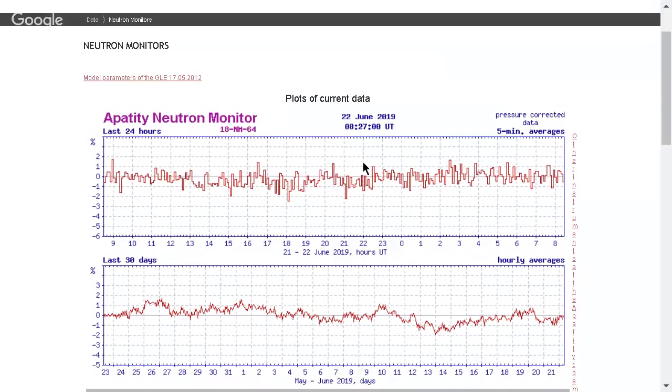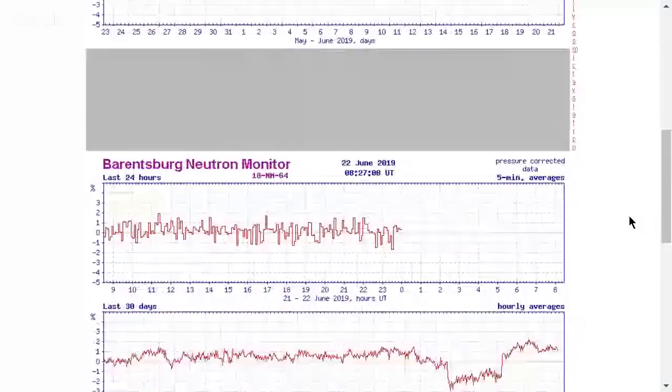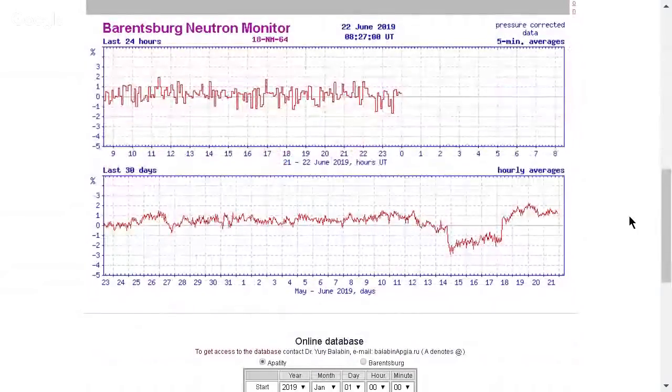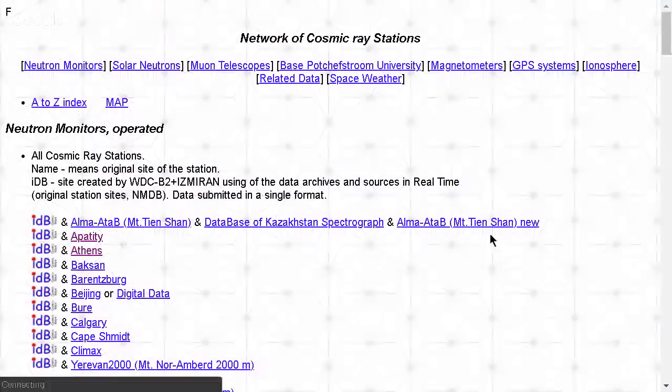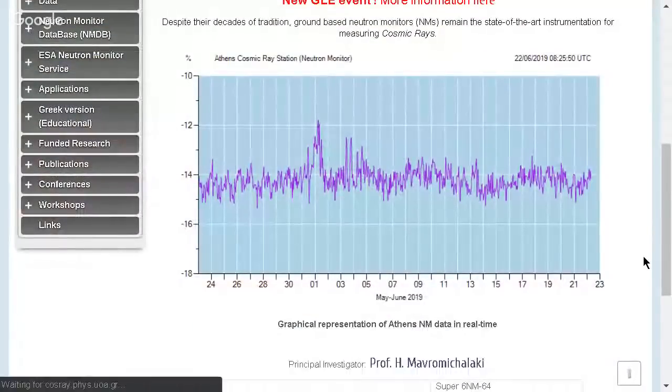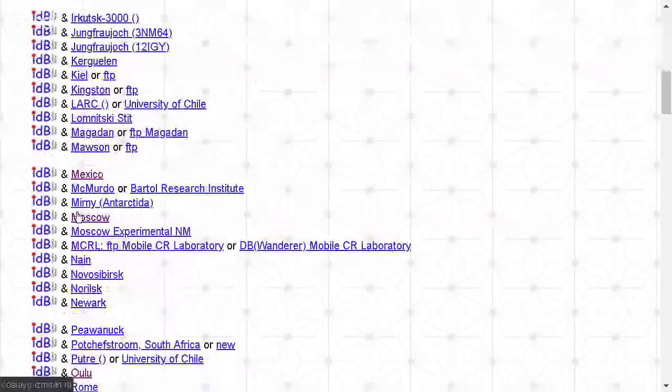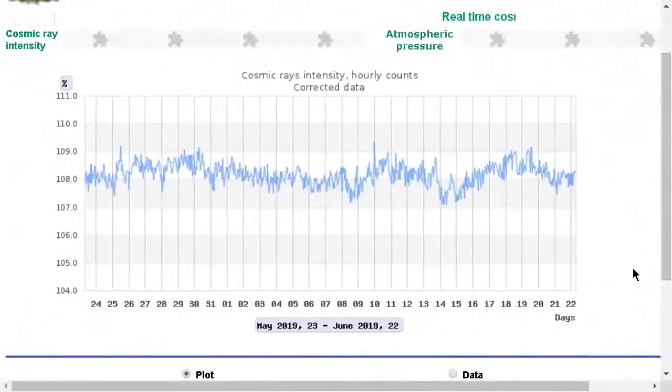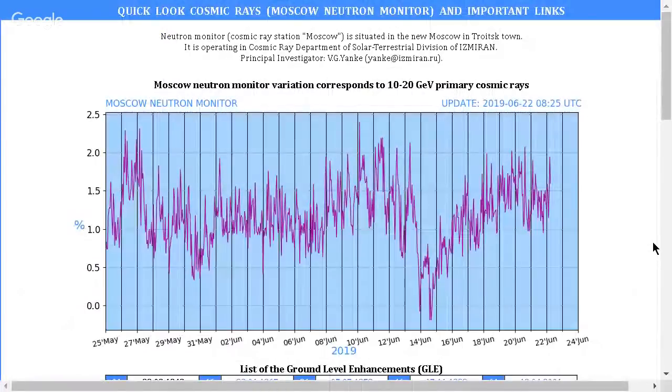I'll look at cosmic rays real quick. Here's Apatity. Here's Barentsburg. Pretty high levels there at Barentsburg over the last few days. Let's look at Athens. We'll also look at Moscow and Mexico City and Oulu. Here's Moscow. Nothing too extravagant happening there. Mexico City. There's the data from that one. Moscow. Uptick since the 14th.